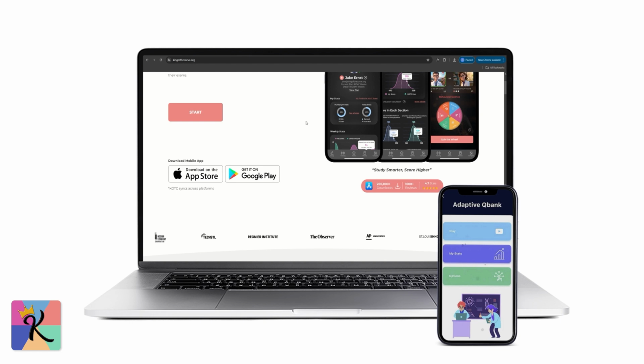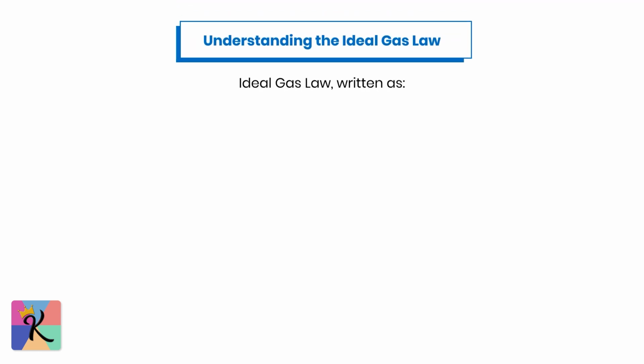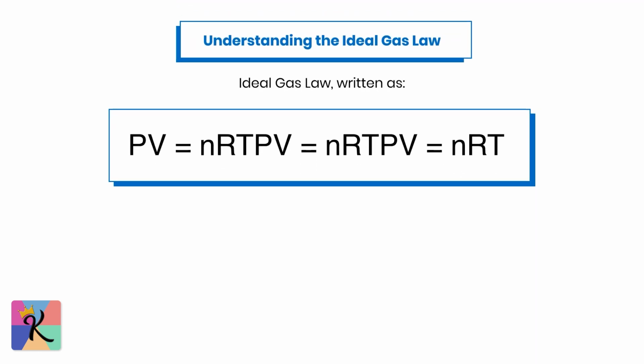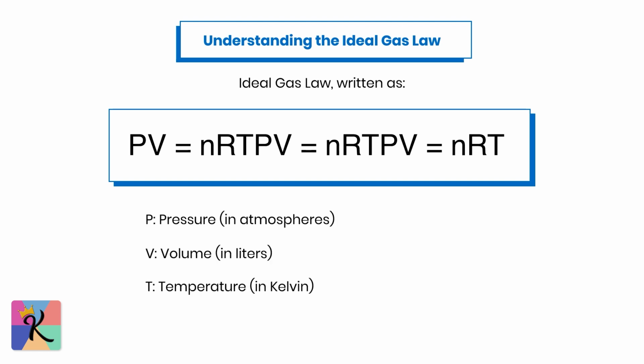Let's get started. First, let's talk about the ideal gas law. PV is equal to nRT. This equation relates the pressure, P, volume, V, and temperature, T, of an ideal gas to the number of moles, n, and the gas constant, R. It's the foundation for many gas-related stoichiometric calculations.